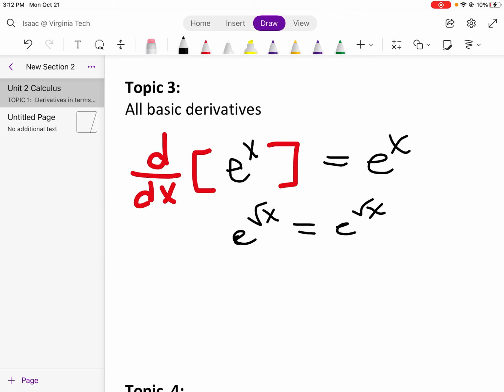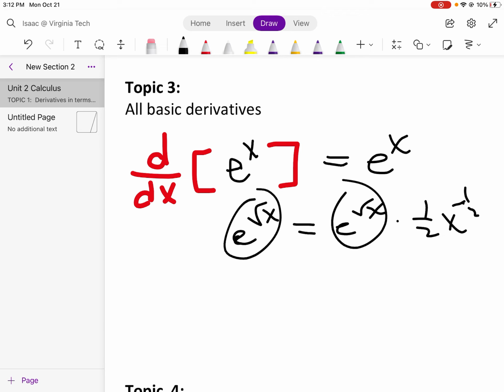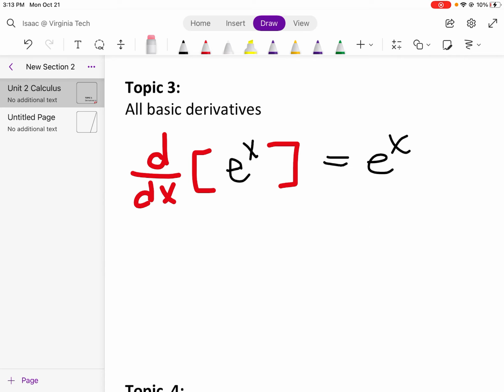We'll keep this the same, and then you multiply it by the derivative of the thing that's there. So that's the bottom line. The derivative of that thing is going to be the same thing, but you might have to multiply it using chain rule if there's something other than x as the exponent.